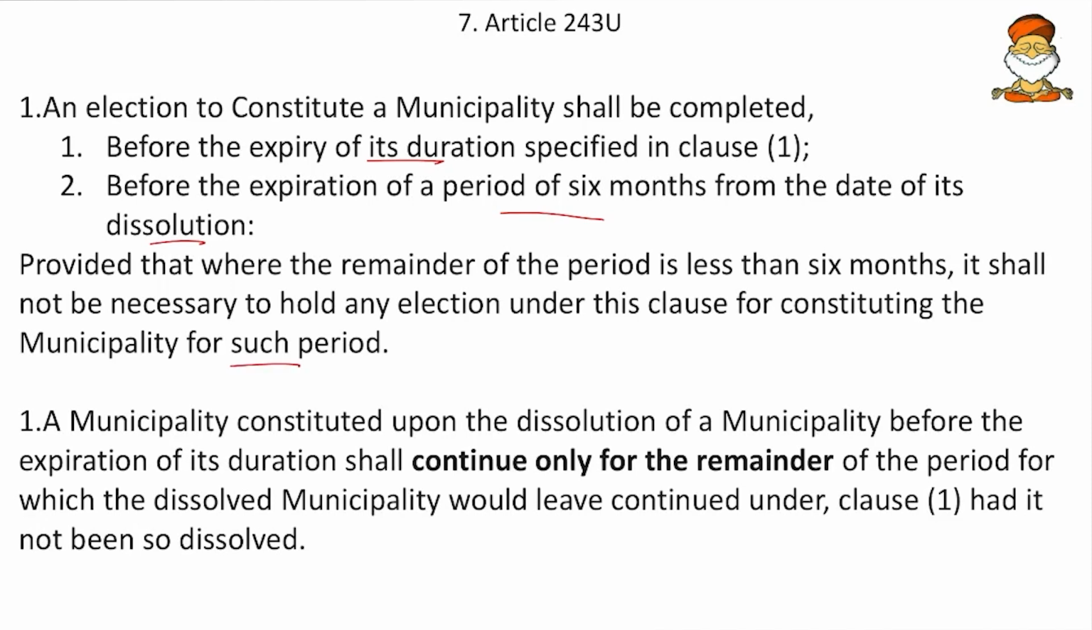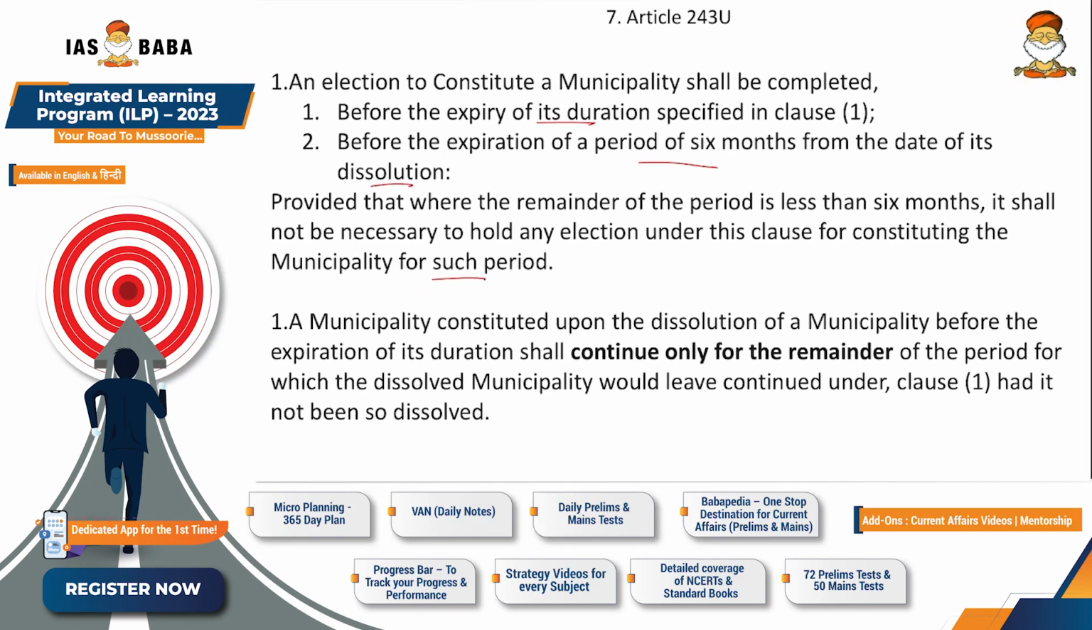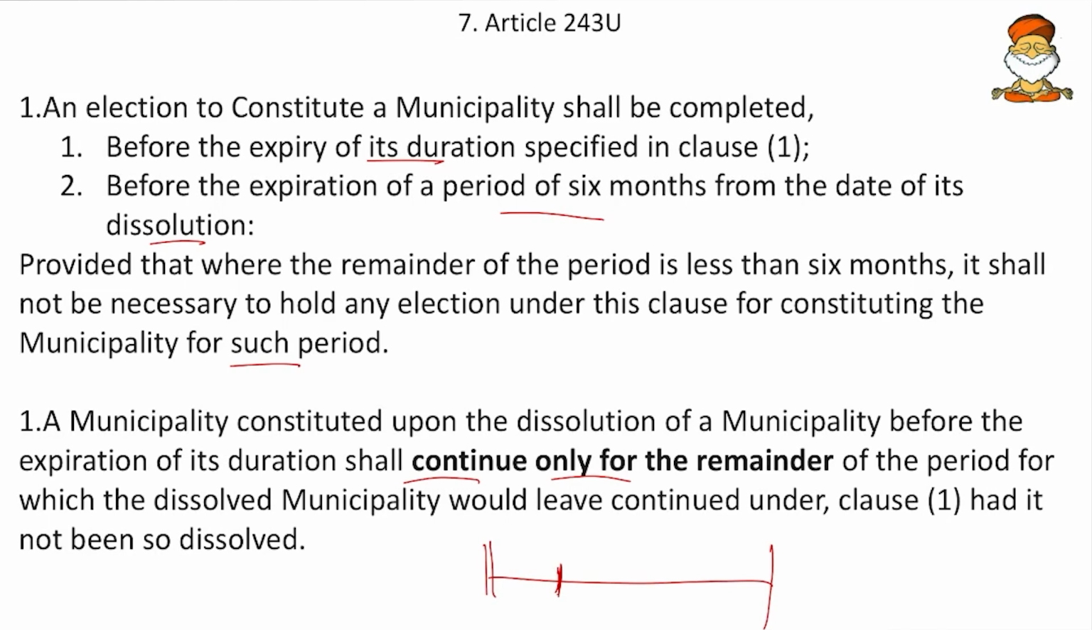Say for example, a municipality is surviving for 4 years and 8 months. So for completing 5 years, it has only some 4 months left. So in that duration, the elections need not be held again. So we can hold it after 4 months along with the other municipalities. Then a municipality constituted upon dissolution of a municipality before the expiration of its duration shall continue only for the remainder of the period. So here say for example, every 5 years the election for municipalities will occur, and in the middle of the term, that is after 2 years, one municipality got dissolved. So here if the by-election occurs, only for the next 3 years the new municipality will function.